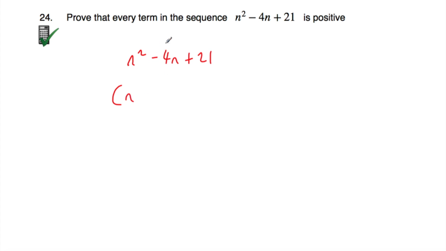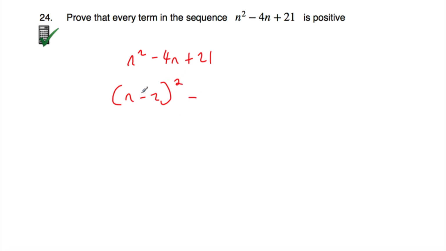The coefficient of n is the number in front of the n, which is minus 4, and we're going to half that number. Half of minus 4 is minus 2, so we're going to put minus 2, and close brackets, so we've got n minus 2, and then we're going to write squared. So what we've done is we've written n with half the coefficient of n, so we've halved that minus 4 to get minus 2, and then we've closed brackets and written squared.